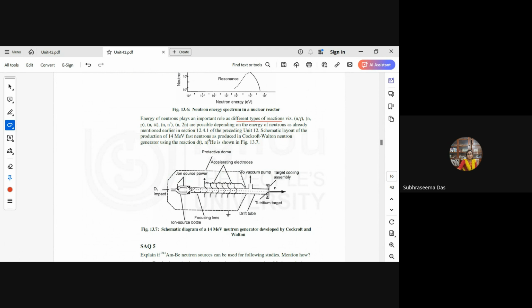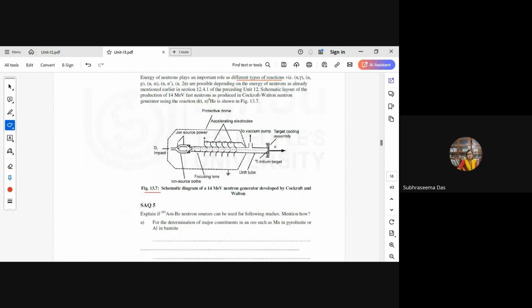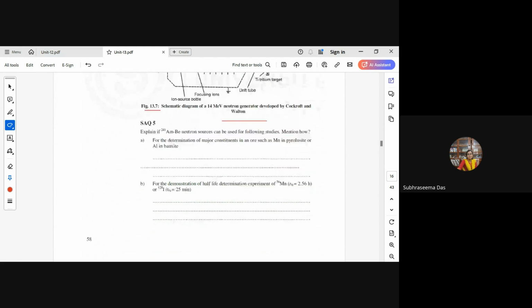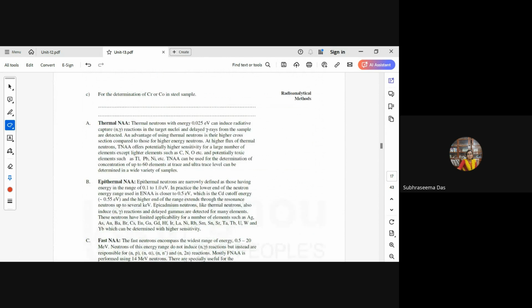Here in figure 13.17, a schematic layout of the production of 14 MeV fast neutrons is shown, produced in a Cockcroft-Walton neutron generator that uses D-T. So this is just a diagram of a 14 MeV neutron generator. Then coming to the different classes of neutrons.